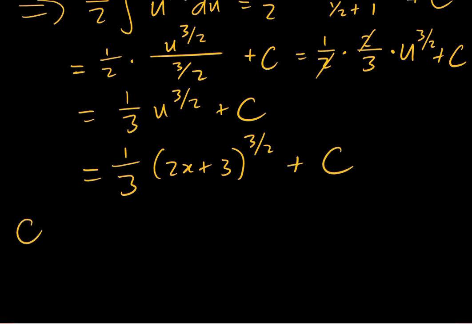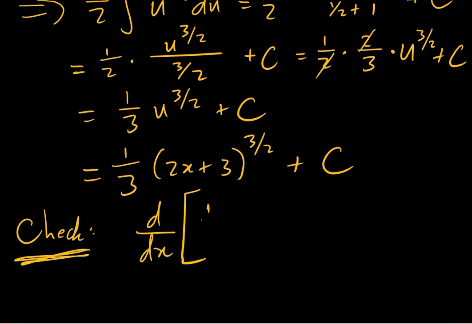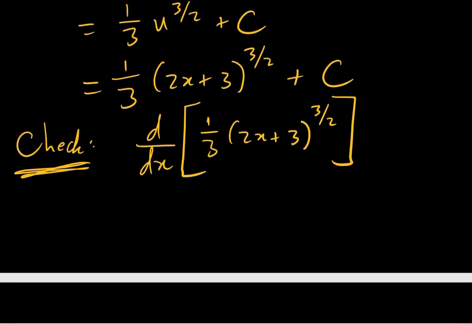Now let's check if our answer is right. Now how do we check? Well, if indefinite integration is the inverse of differentiation, let's differentiate this and see if we get back what we started with. So let's do a d dx, and then let's put this thing in, a third times 2x plus 3 to the power 3/2. I'll leave the c out because if you differentiate a constant, it's just 0. So it's just going to waste our time to put the c in.